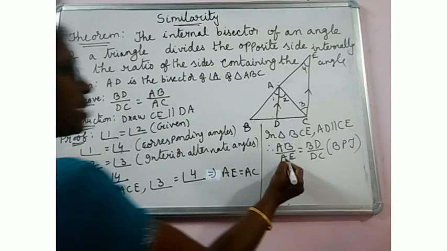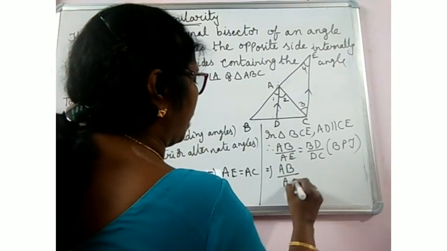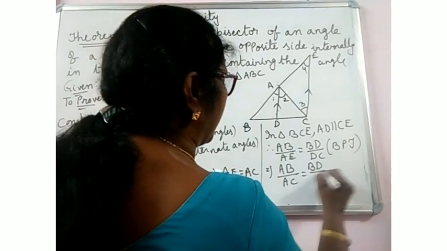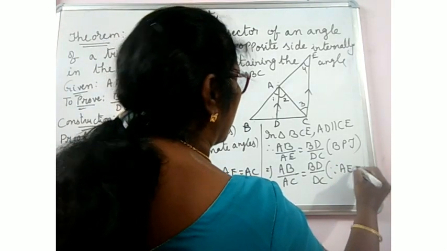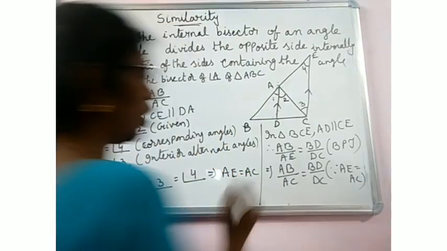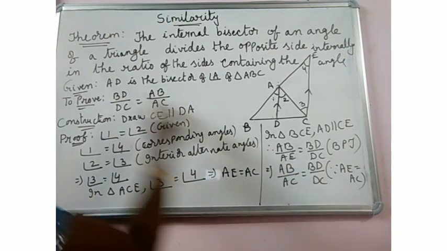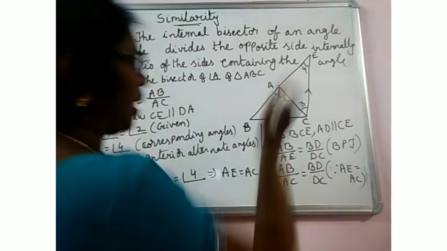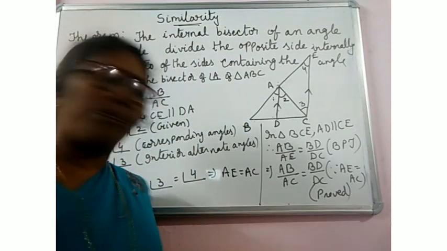Now in place of AE, we got AC. So AB by AC is equal to BD by DC, because here AE is equal to AC. So this is what we have to prove: BD by DC is equal to AB by AC, and that is proved. So the theorem is proved.